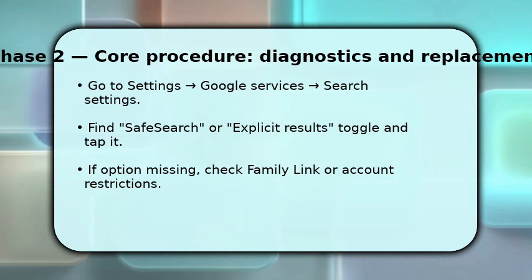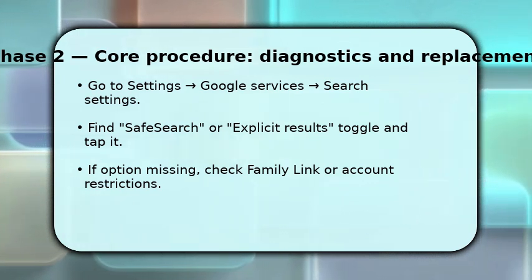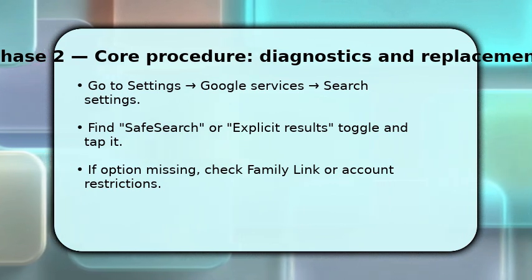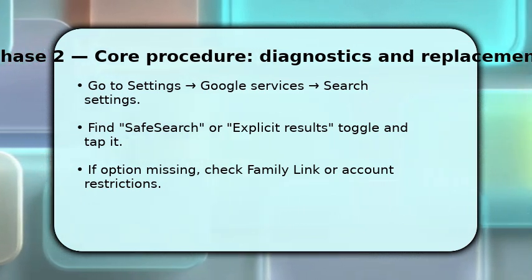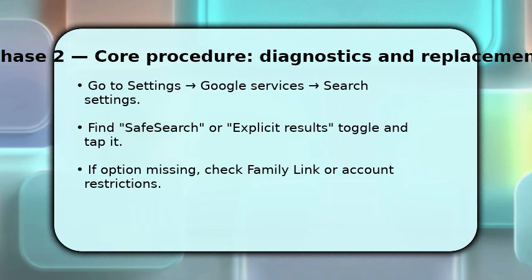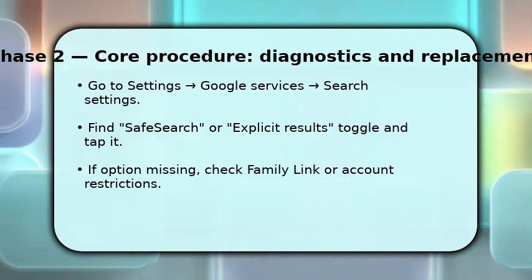If the toggle is grayed out, it indicates account-level controls. In that case, check Family Link or parental controls tied to this Google account. Also make sure Chrome and the Google app are updated. Older versions sometimes hide the setting.